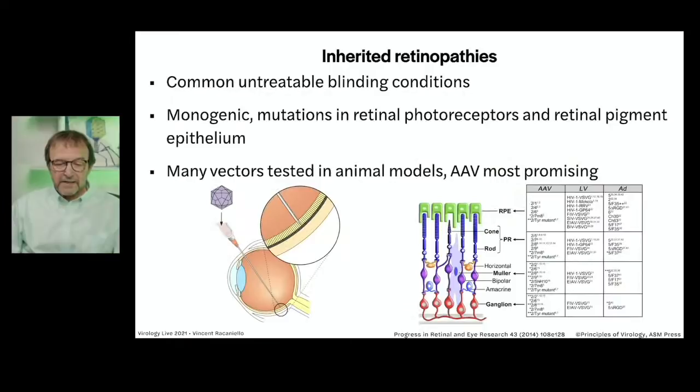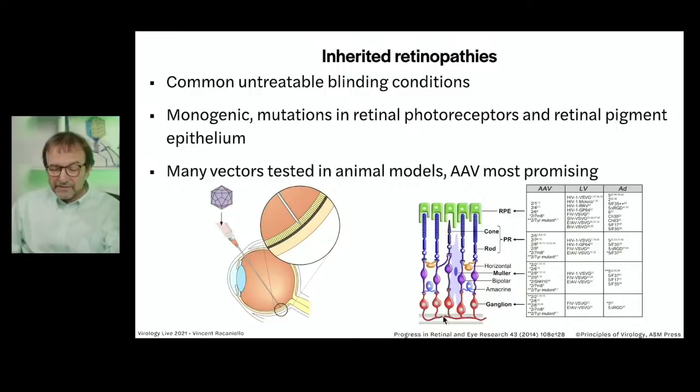We can also correct a variety of blinding conditions. These are called inherited retinopathies. They're common, they're untreatable, and they're caused by mutations in a single gene that encode either retinal photoreceptors or components of the retinal pigment epithelium. So here is a schematic of the retinal pigment epithelium, the epithelium at the back of your eye, where it captures light and converts it to electrical signals. And that's done by a series of nerves, cones, and rods, which synapse with each other, and eventually the nerves go into the optic centers of the brain.